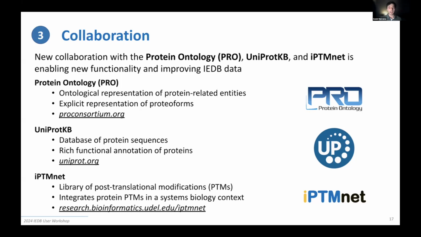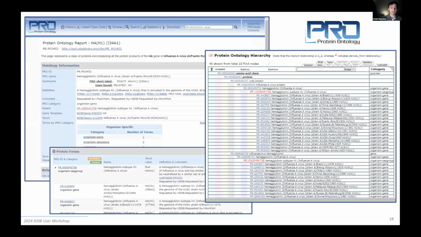So for Pro, they have ontological representations of these proteins that give an explicit representation of different proteoforms. And UniProt, of course, has many different annotations and metadata for each protein within their database. And iPTMnet is a tool and database that captures the post-translational modifications of these proteins at particular positions and within biological contexts. Here's what Pro looks like. You have hemagglutinin, and you have a bunch of proteoforms here. So this data might be relevant.